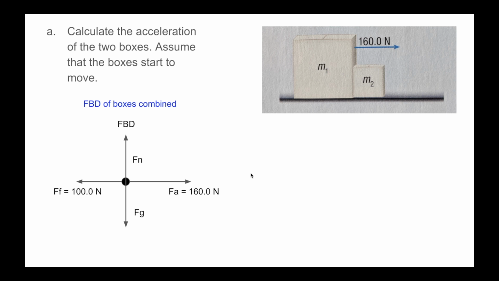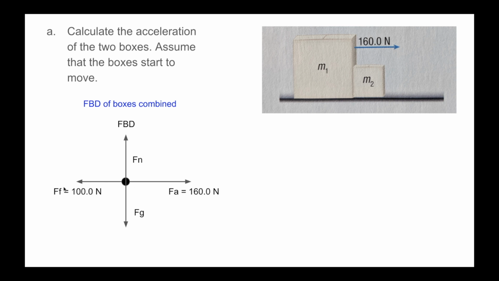Okay, so for part A, here's the free body diagram. This is a free body diagram of both boxes combined. So when you have the force being applied to one of the boxes, they're moving together because the one box pushes the other. And so you can say that the 160 newtons is being applied to both boxes combined.